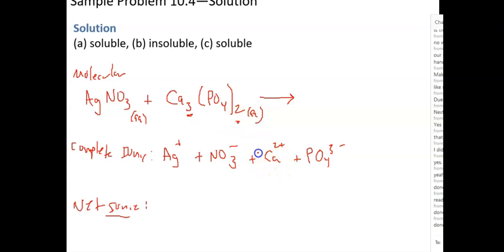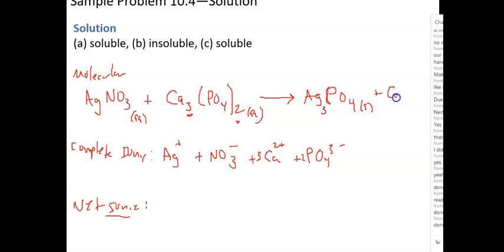Now, if you want to balance it, you could put a 3 here, and you could have a 2 there. That's where the 3s and the 2s go. It's the balancing, but it's not in the actual ion itself. All right? So the silver is going to pair up with the phosphate to give me Ag3PO4. And that is going to be a solid, if you look at the solubility chart.